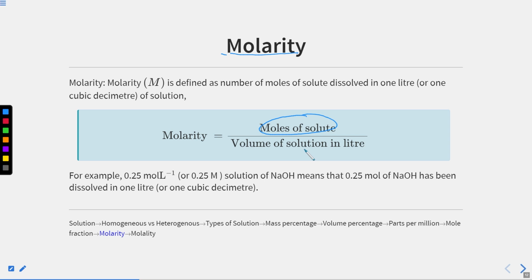So how do we find it? Suppose 30 liters contain 20 moles of solute. So 1 liter will contain 20 by 30, simple as that. We are doing the same thing here: we are dividing the moles of solute by the volume that contains those moles of solute. And the important thing to notice here is that the volume of solution should be in liters.